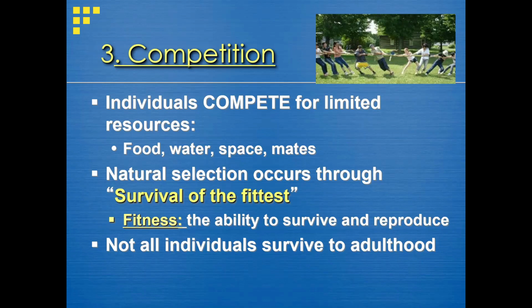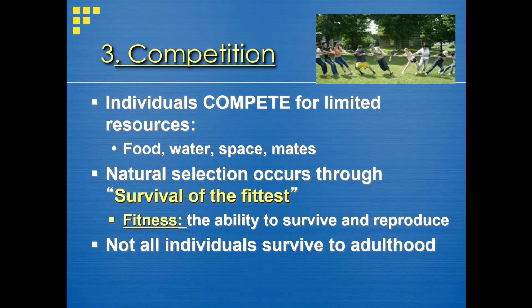So natural selection occurs through survival of the fittest. When we say fittest, it is the ability to survive and reproduce. That is why we call natural selection the survival of the fittest. So some organisms will have the ability to survive and reproduce in a particular environment, and some will not. So not all individuals survive to adulthood.